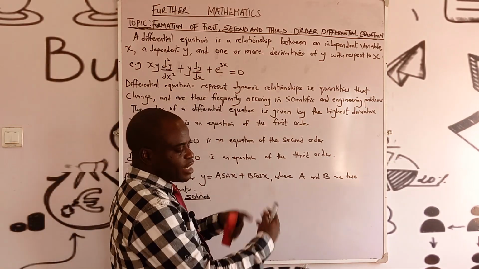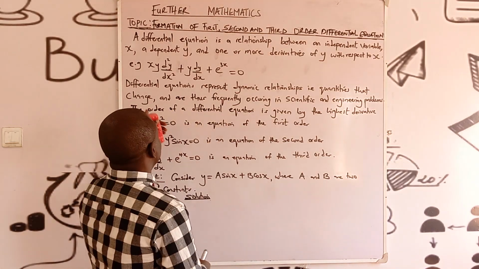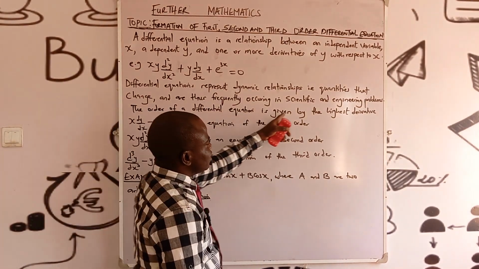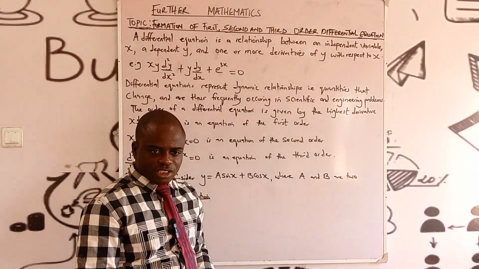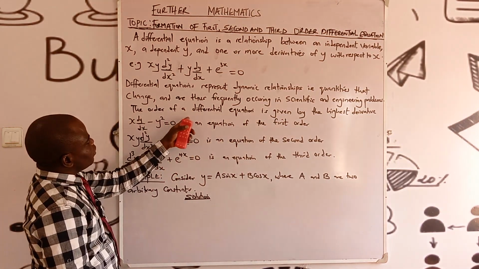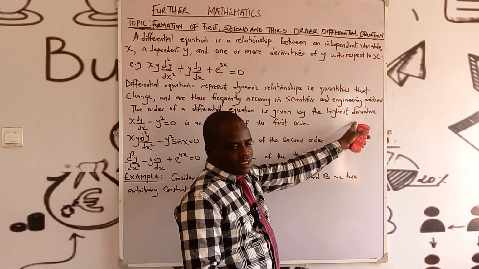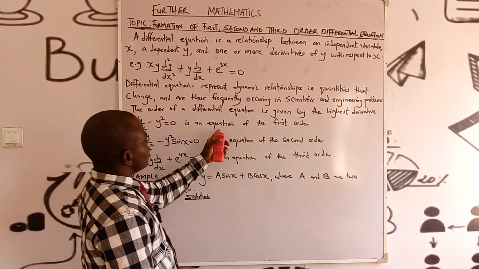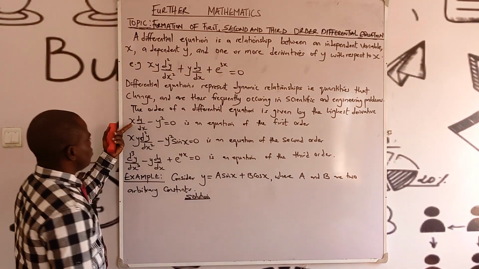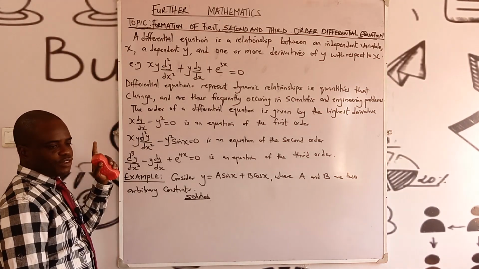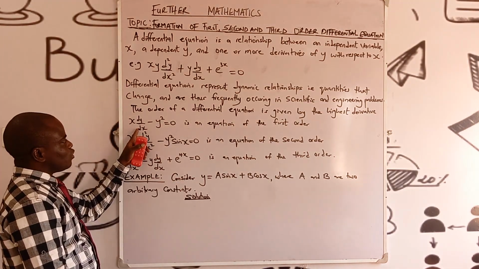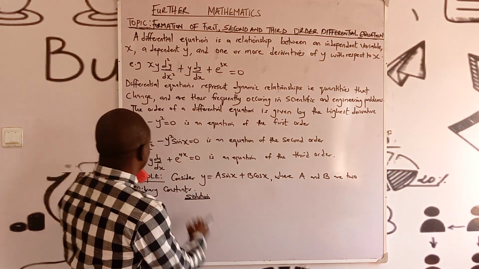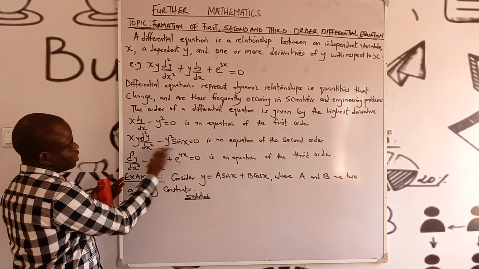Differential equations represent dynamic relationships, that is, quantities that change, and they frequently occur in scientific and engineering problems. The order of a differential equation is given by the highest derivative. Let's say x dy over dx minus y squared equals 0 is an equation of the first order. You can see dy over dx. When you do the first derivation, that is the first order, and you make sure that the constants are eliminated, to be in the form of x and y.